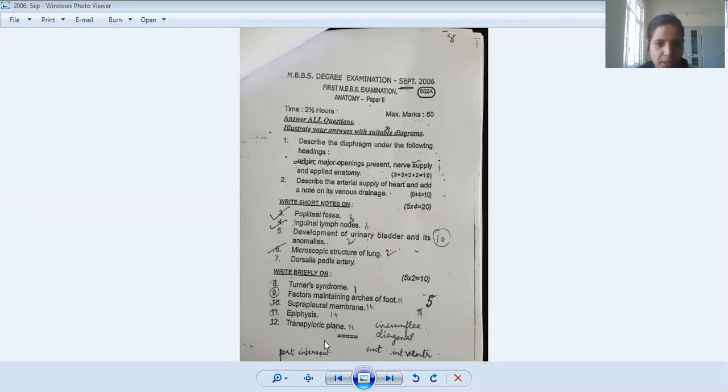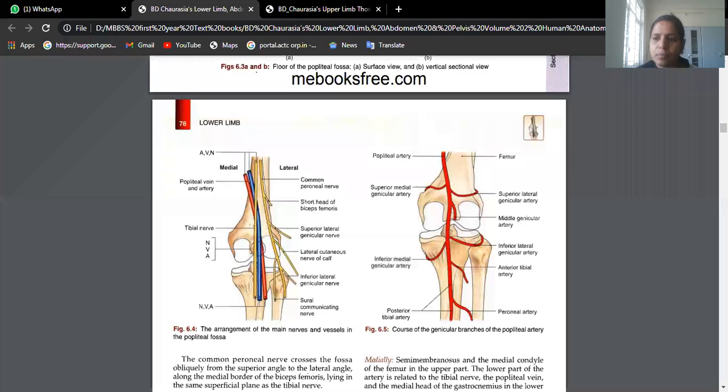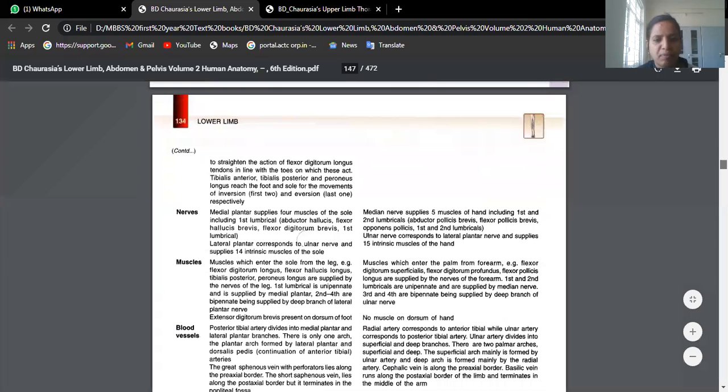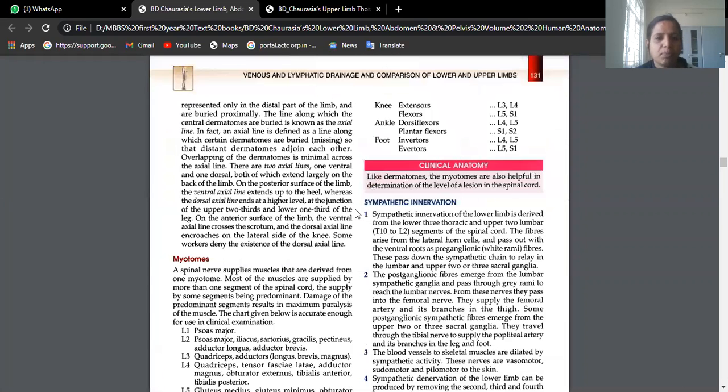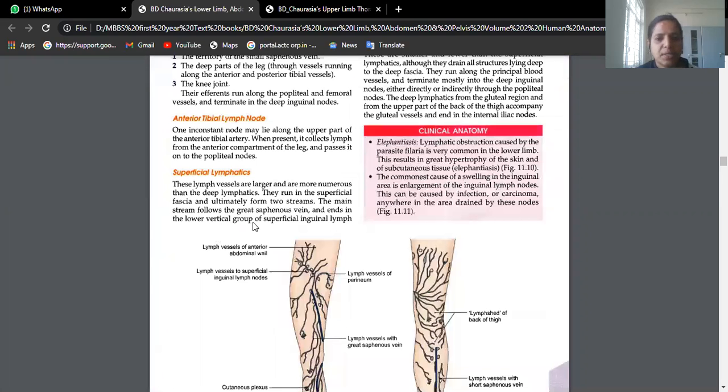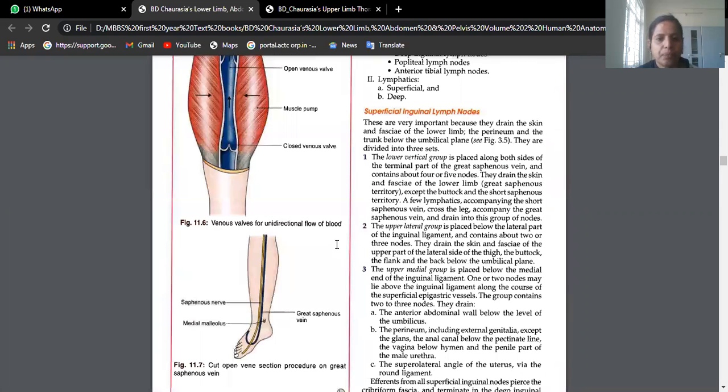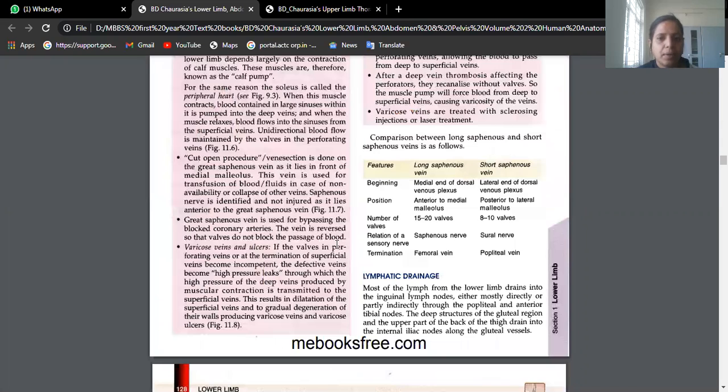So then we will see the inguinal group of lymph nodes. Where do you see the inguinal group of lymph nodes, beta? In the inguinal region. What is the type of arrangement? We have superficial and deep, isn't it? That is arranged in the form of letter T.